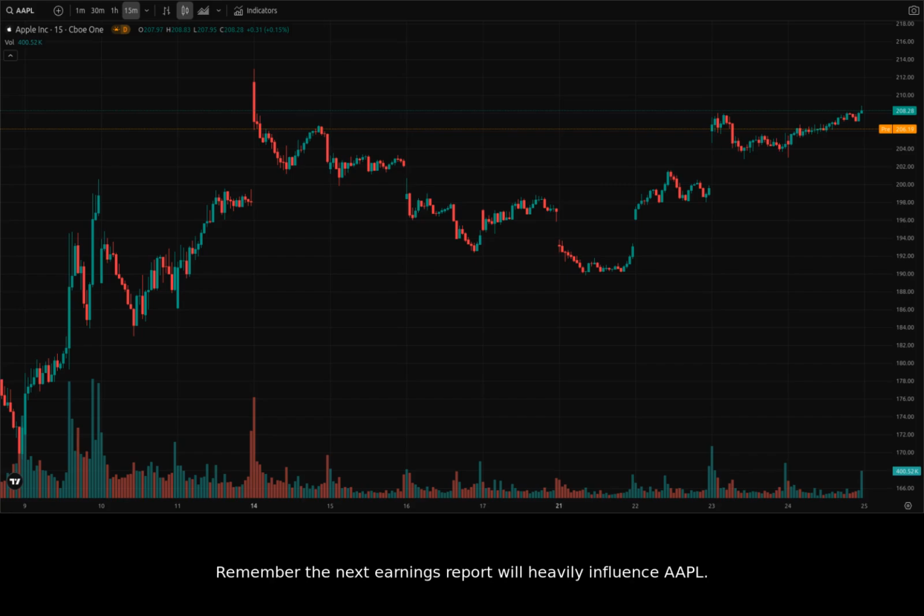Remember, the next earnings report will heavily influence Apple. If Apple manages to improve revenue in the next quarter, Apple could see a bullish breakout. Otherwise, the stock may likely correct lower to find support in the 160 to 170 range from March.